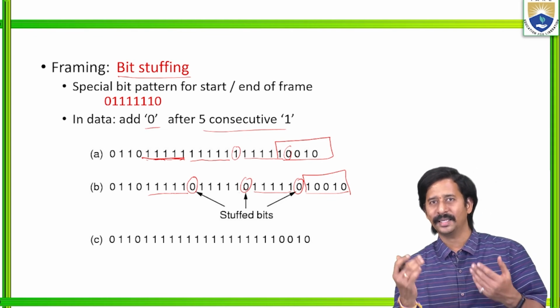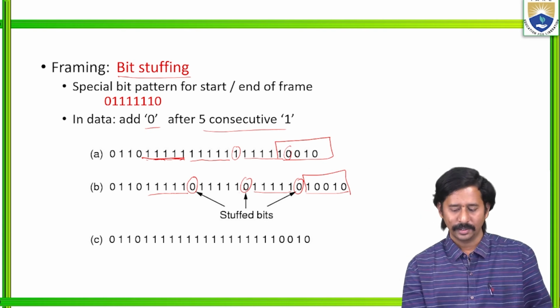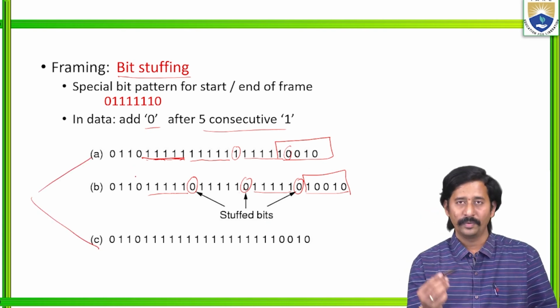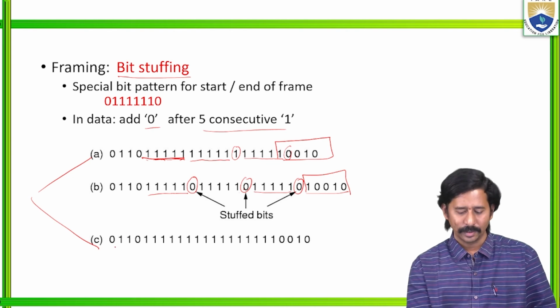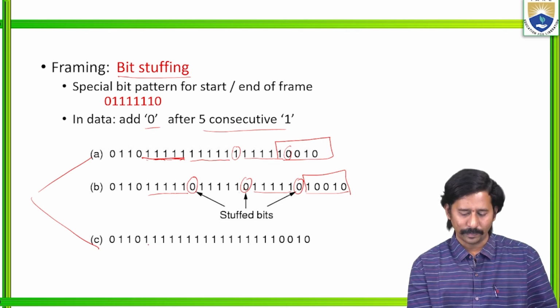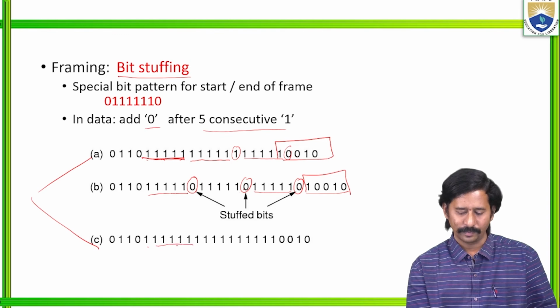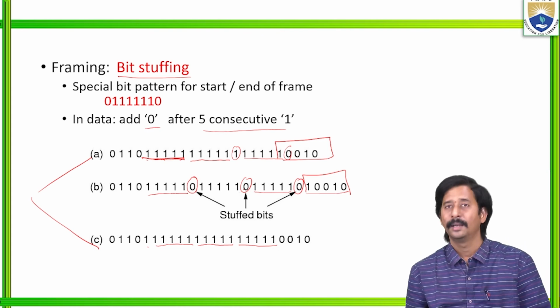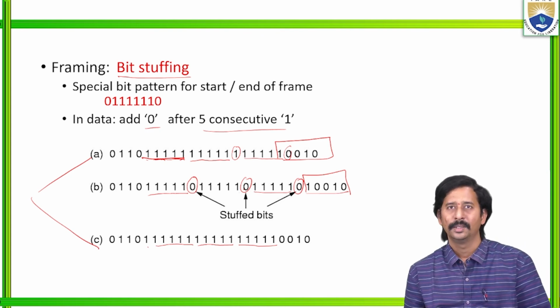At the receiver side, it receives the same as the source. We need to remove those stuffed bits. 0, 1, 1, 0, 1 and 1, 2, 3, 4, 5. Once again we need to remove this 0. 1, 2, 3, 4, 5. Again we need to remove this 0. 1, 2, 3, 4, 5. So 0, 0, 1, 0. So that is bit stuffing.